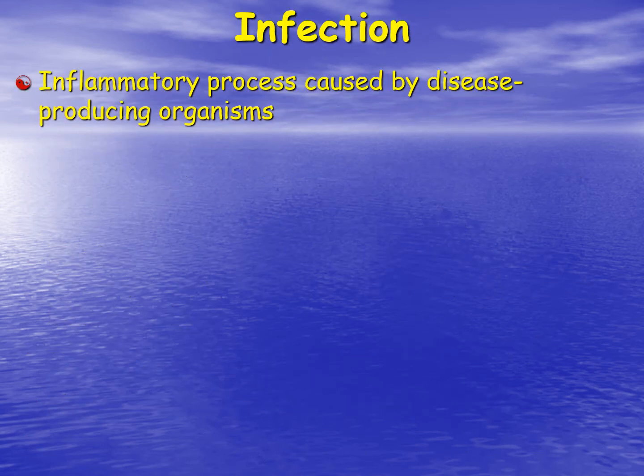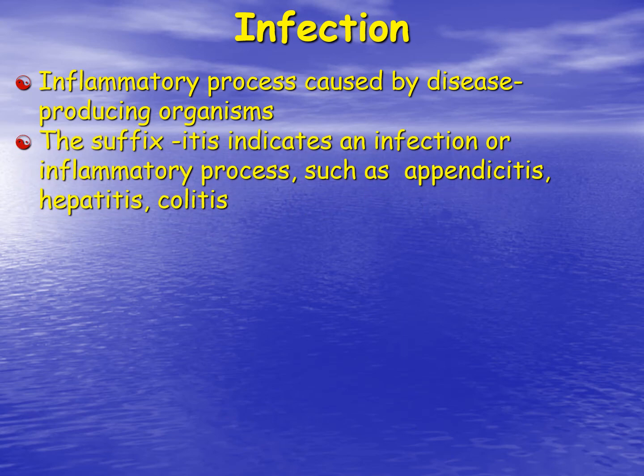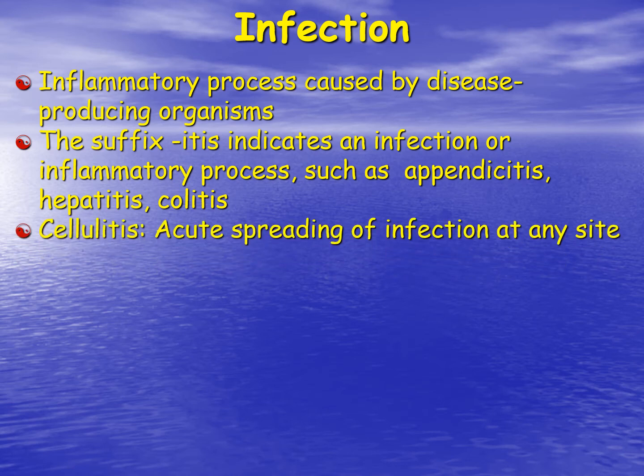So I said you can have inflammation without infection, but infection will always cause inflammation. The suffix itis indicates an infection or inflammatory process, such as appendicitis, hepatitis, colitis. Cellulitis is where an acute inflammation is spreading from a site where infection has occurred, especially throughout the subcutaneous and fascial planes regions of the body.